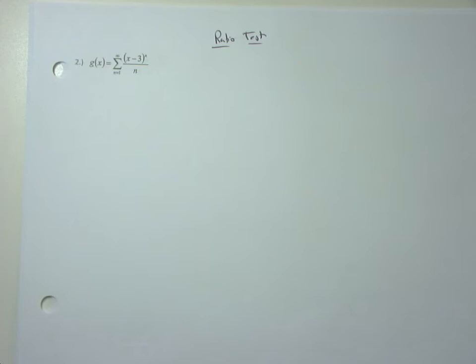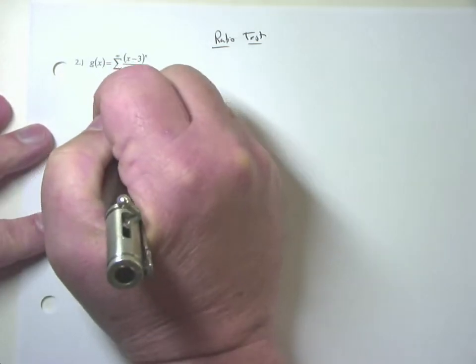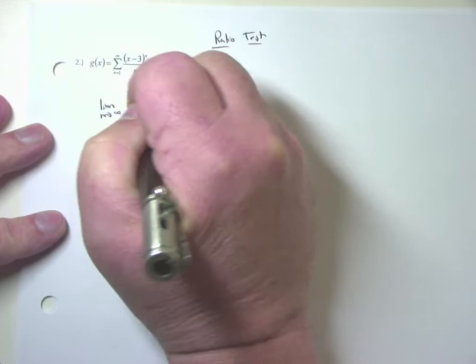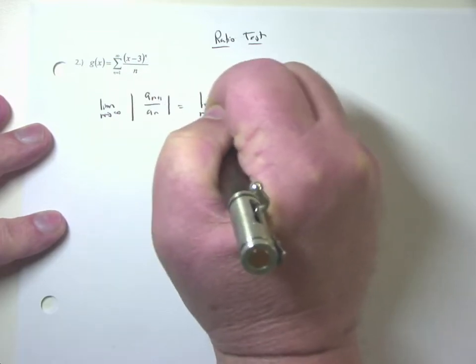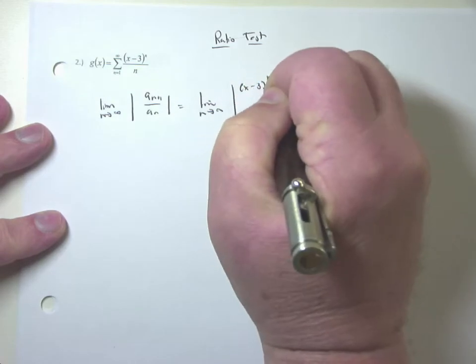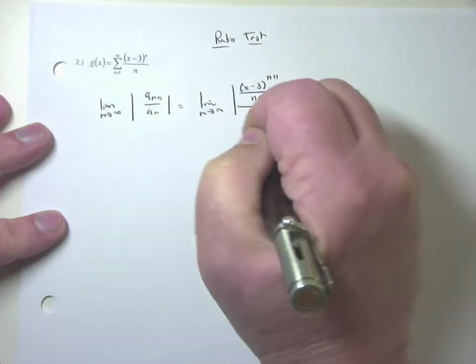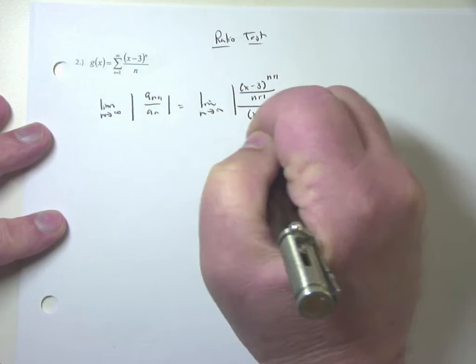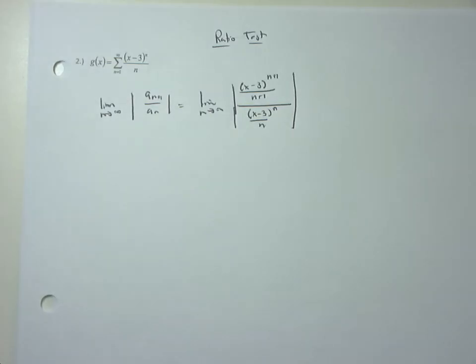I got (x minus 3) to the n over n that we're summing up. So I'm going to use the ratio test. Remind yourself of the ratio test. I'm going to take the limit as n approaches infinity of the absolute value of a_(n+1) over a_n. This will be equal to the limit as n approaches infinity of the absolute value of (x minus 3) to the n plus 1 over n plus 1, divided by a_n. Just recopy, (x minus 3) to the n over n. a_(n+1) over a_n. And you're going to keep these little absolute values in this one.